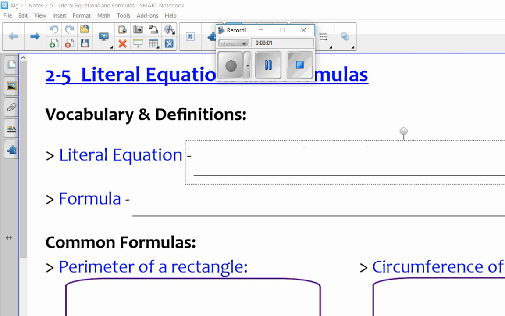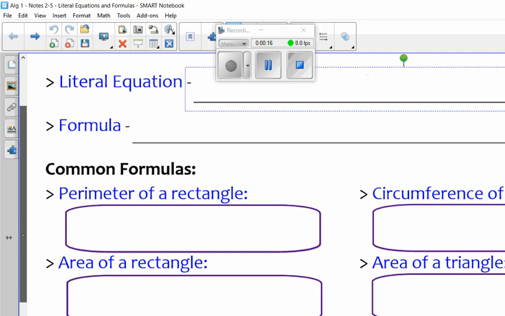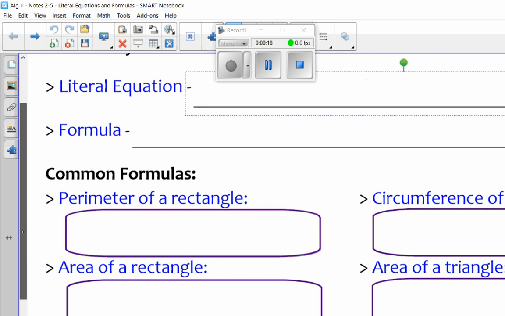Okay, everybody, we got notes for 2.5, and these are called literal equations. We're going to do a couple of equations, just kind of get you guys in a swing of things, but we're not going to do them all, okay? I'm going to probably put them up so you can see them and talk a little bit about them, but there's just a couple that we'll use, all right?